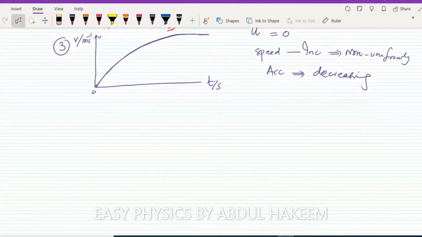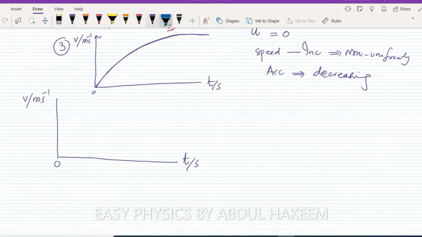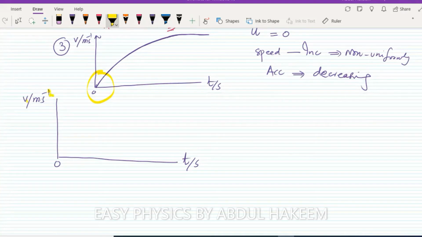Now we have to plot the graph for acceleration. Time here, acceleration here. Look, initially, the gradient is maximum. So that, here we have to draw the graph for acceleration. So initially, the gradient is maximum. So acceleration maximum. And after this, line is straight. So the gradient is 0, acceleration 0.